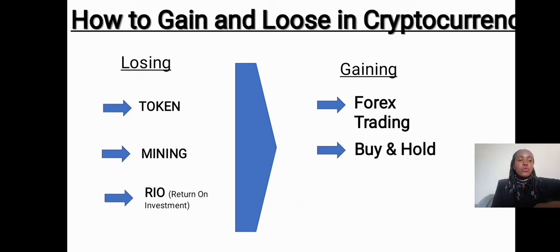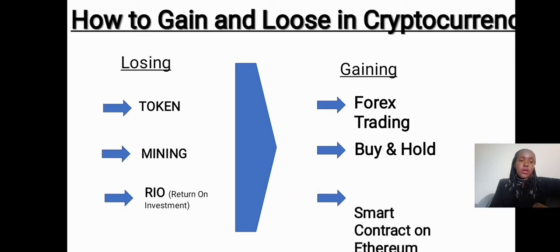Number two, we have what we call buy and hold. In buying and holding, here you buy your cryptocurrency, keep it in your wallet and wait for the value to increase. Just the same way you could have bought Bitcoin at 10 Kenyan shillings and waited for the value to increase. So you can buy and hold and wait for the value to increase.